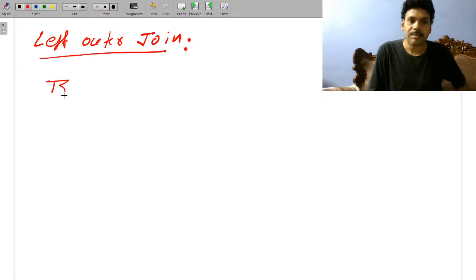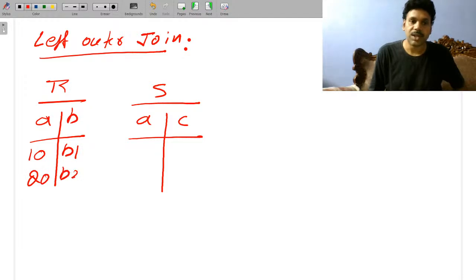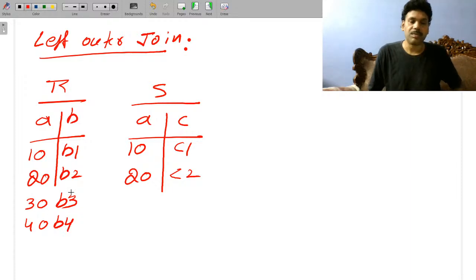I am saying R with A, B, S with A, C. The rows are 10 B1, 20 B2, 10 C1, 20 C2, 30 B3, 40 B4.